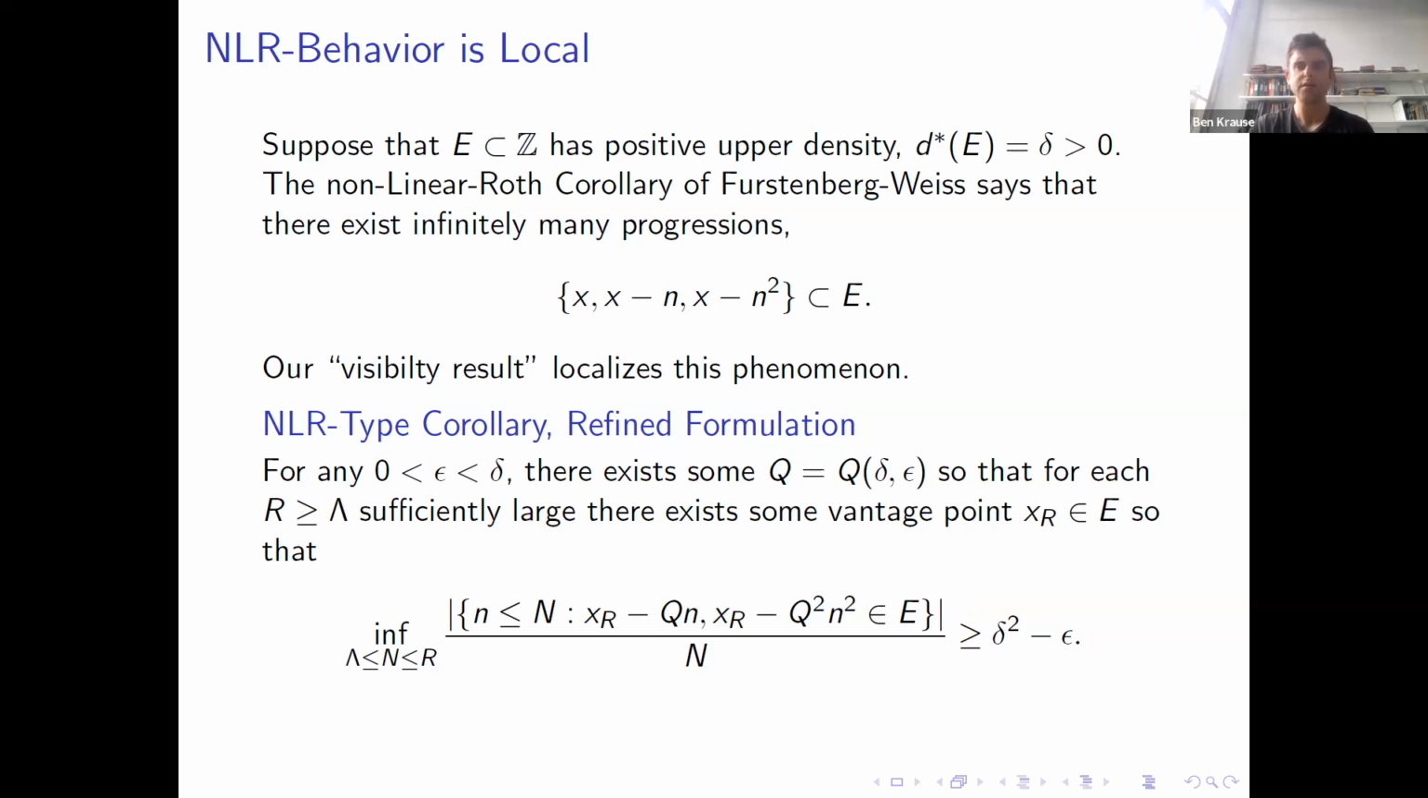Does that make sense? Nonlinear Roth is an existential statement about infinitely many nonlinear Roth progressions. Our result quantifies this and localizes this once you allow for the one obvious arithmetic obstruction.